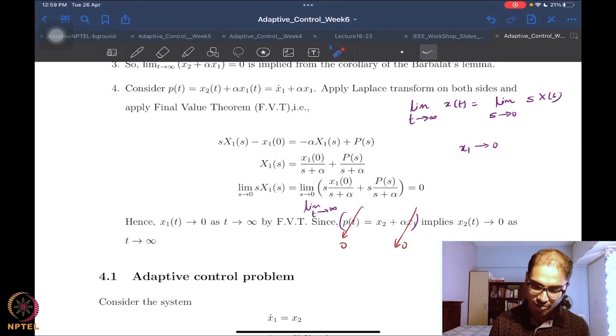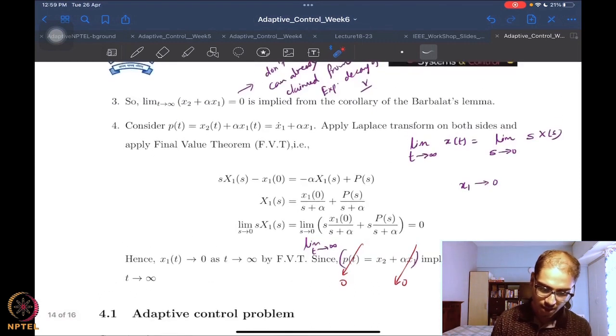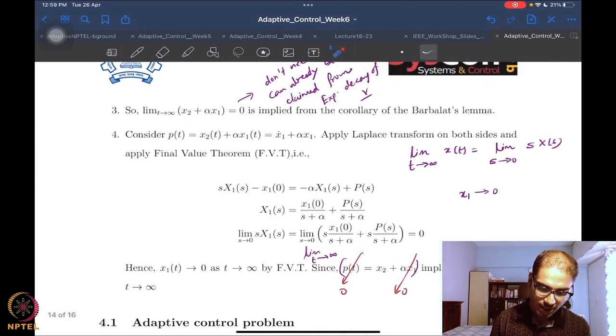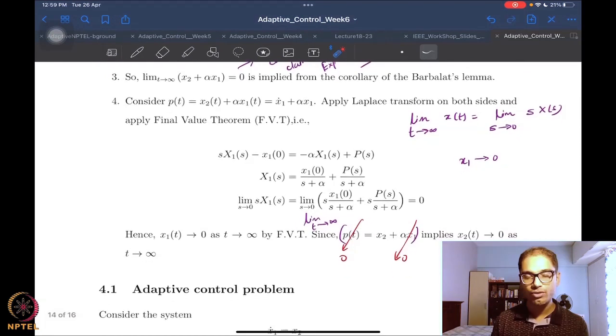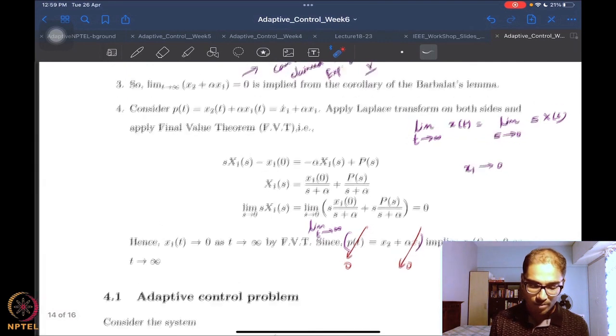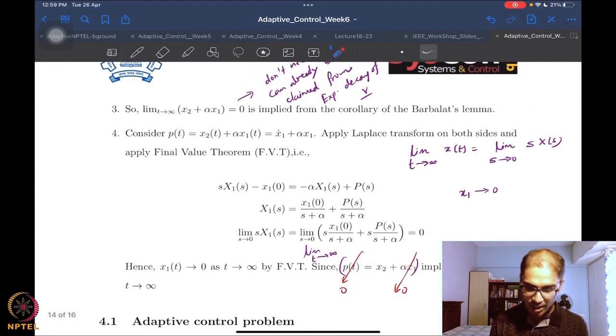So what have we been able to show? We've been able to show that both x1 and x2 go to 0. Now what about boundedness? It's not mentioned here, but it's also important for our trajectories, the states, to remain bounded. Now, we can do this in two separate ways.